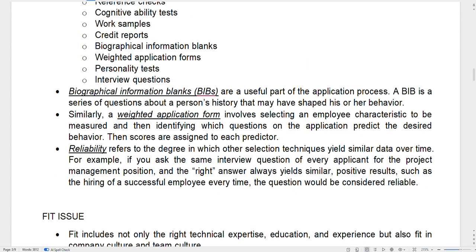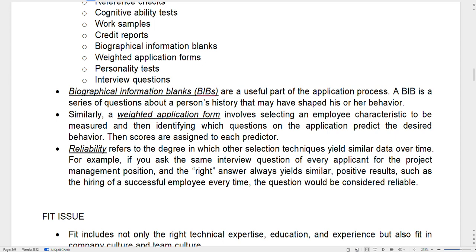Okay. Next is yung reliability. So, reliability refers to the degree in which other selection techniques yield similar data over time. So, example nga daw, ask the same interview questions of every applicant for the project management position and the right answer always yields similar. Yun. May ganon. No? Talagang kahit sino tanungin mo, yung magiging sagot nila is similar with one another.